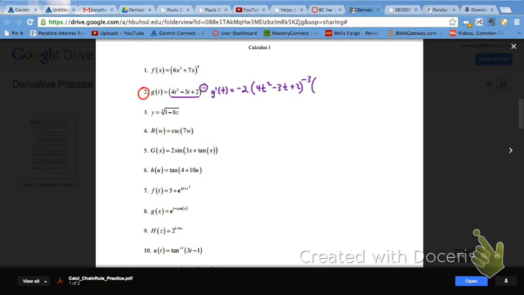And then we have to multiply by the derivative of the inside. The derivative of 4t squared is 8t. The derivative of minus 3t is negative 3. And that's it. I could simplify it by moving the negative exponent to the bottom and making it positive, but I'm just going to go ahead and put a box around this because that's what g prime of t is equal to.